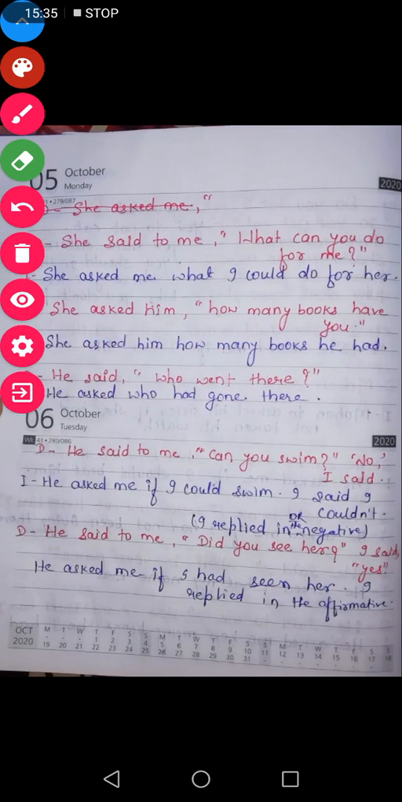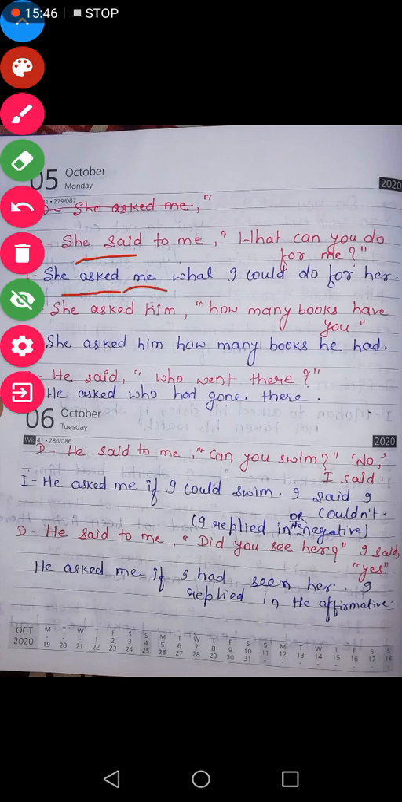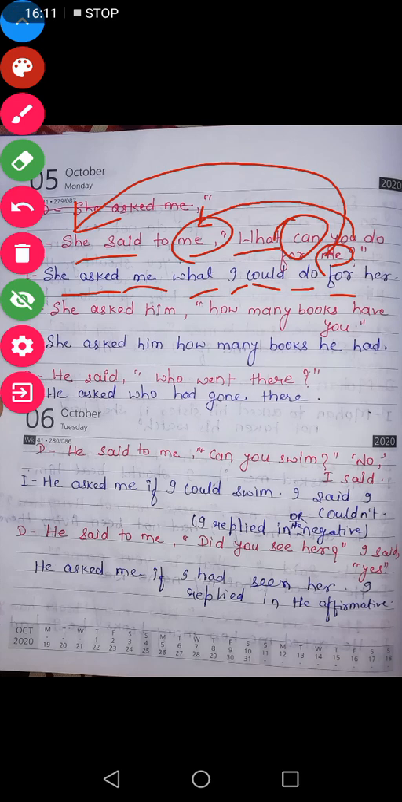Let us take another example. That is the very first example of this page. She said to me, "What can you do for me?" How it will be changed? She asked me. The WH question will remain same. What? This is second person. The subject of this sentence is second person, changed according to the object. Object is me. That is why it will become I. Can changes into could. I could do for me. Me is which person? First person will be changed according to the subject. Subject is she. So that is why it became her.